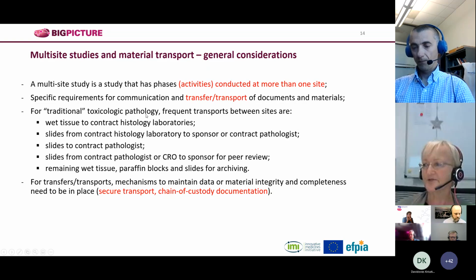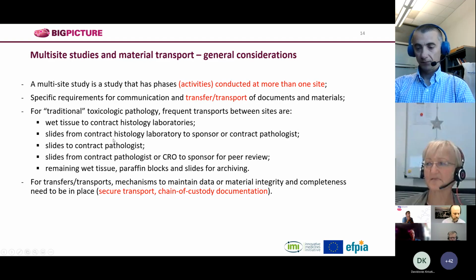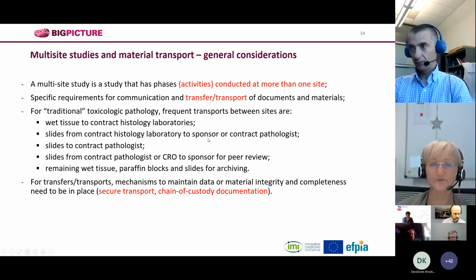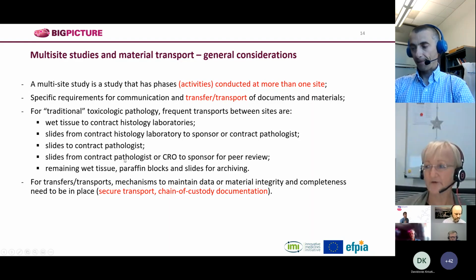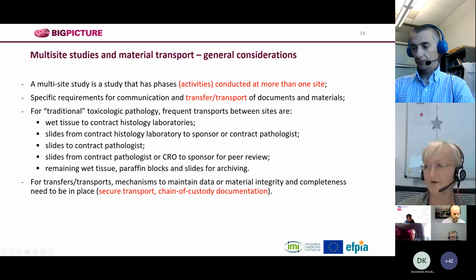For traditional toxicologic pathology, as I said, transports can be wet tissue to a contract histolab, slides from a contract histolab to the sponsor or to a contract pathologist, slides from a contract pathologist or from a contract research organization to the sponsor for peer review, and then remaining wet tissue, paraffin blocks, and slides can be sent to a contract archive or back to the test facility for archiving.